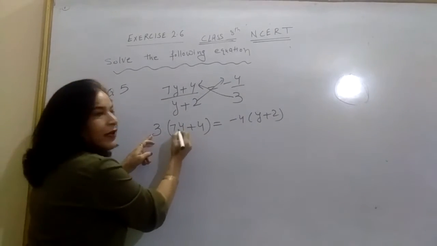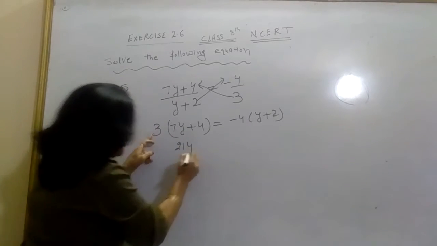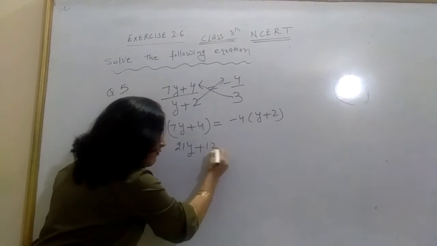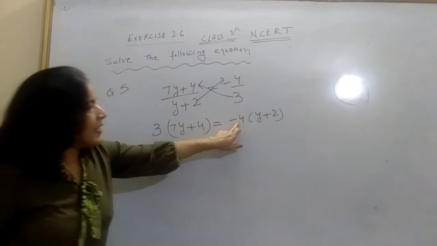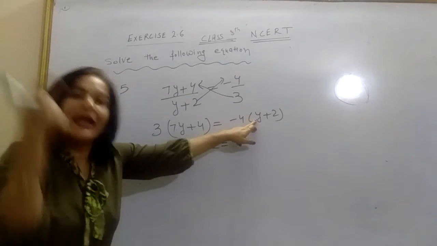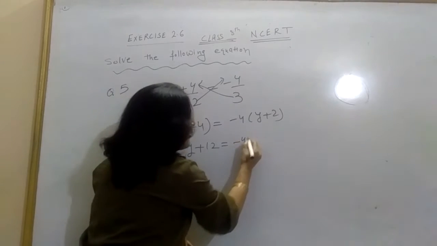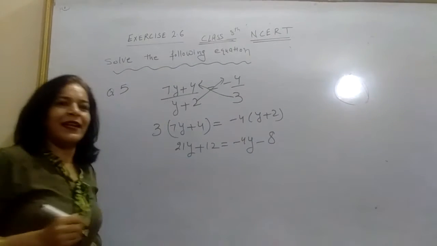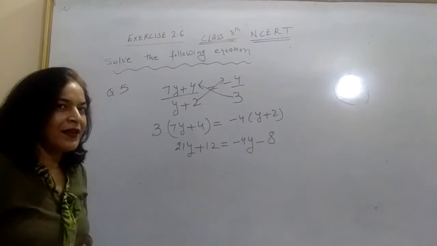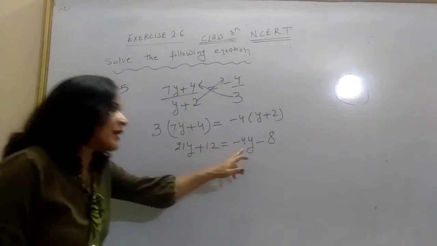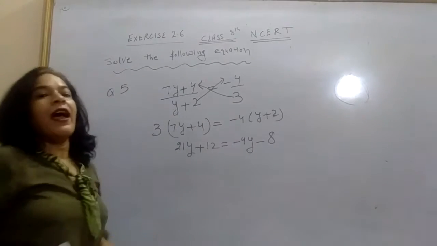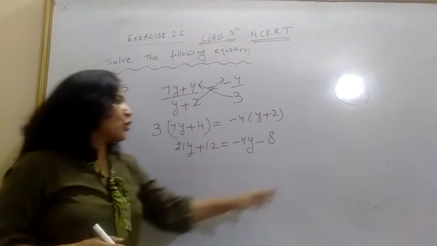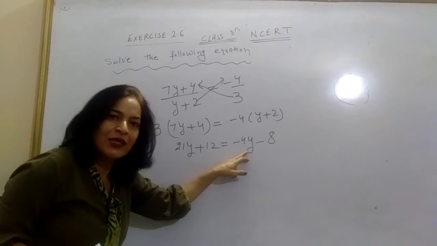3 into 7, 21y plus 3 into 4, plus 12, is equal to minus 4 into y, minus 4y, and minus 4 into 2, minus 8. Next step, tell me. Yes, transfer the term with variable to one side and the constant term to the other side. So here the term with variable is minus 4y.